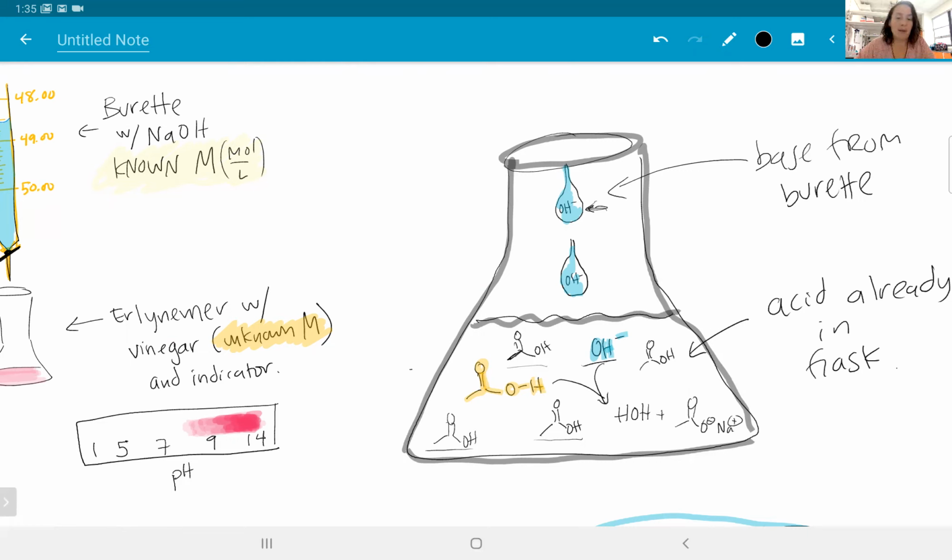Okay, but the problem is the indicator starts to turn faint pink around 8. So sometimes one drop into the solution will drastically change the pH and jump it up fairly high. What you'll see is that with 1 or 2 drops, the solution will turn from colorless to pink. You want it to be the faintest pink you can possibly get, the faintest persisting pink. That's when you know you've reached your endpoint.